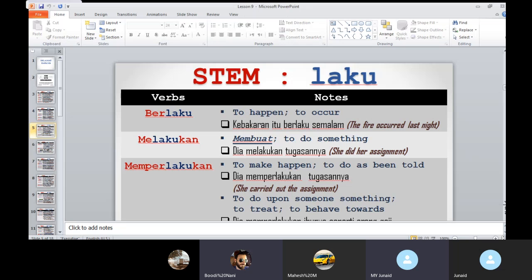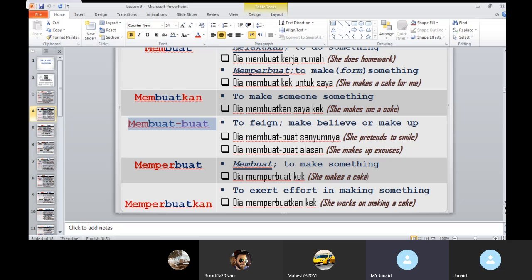And the next one is membuat-buat. Membuat-buat means to pretend, to make up something. Dia membuat-buat senyum. She's pretending to smile. Pretend or make up. Dia membuat-buat alasan. So she makes up an excuse, alasan. It's either pretending or making up something.